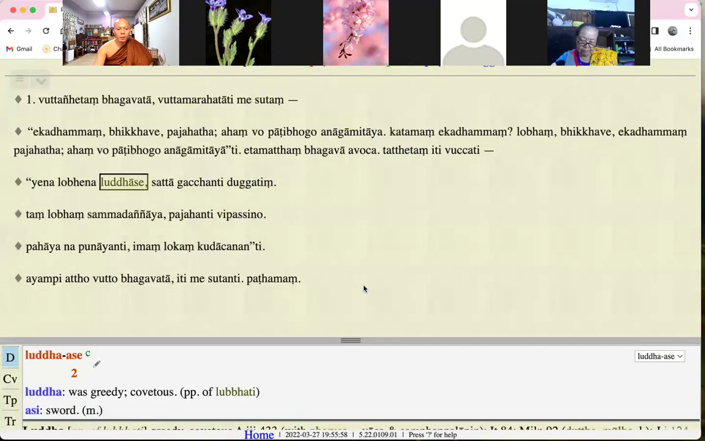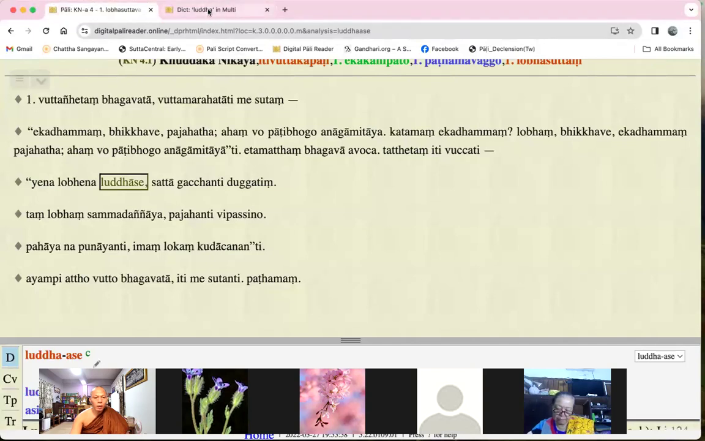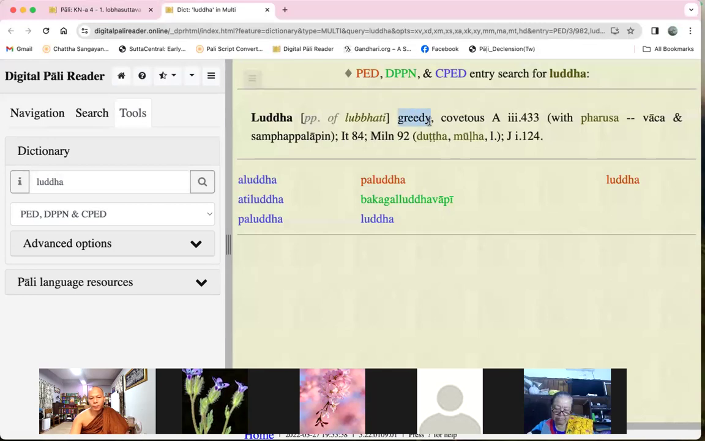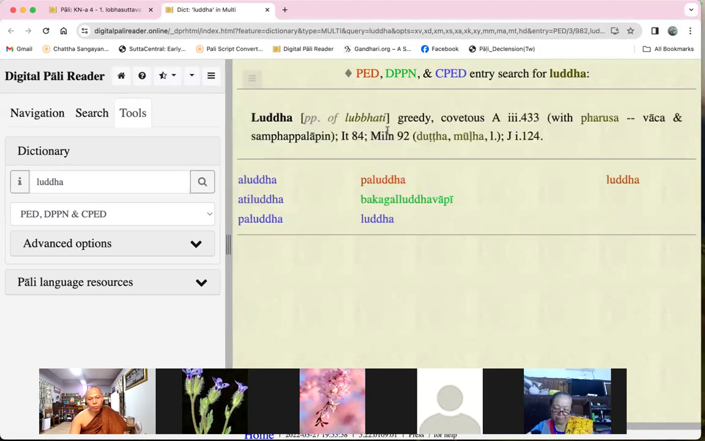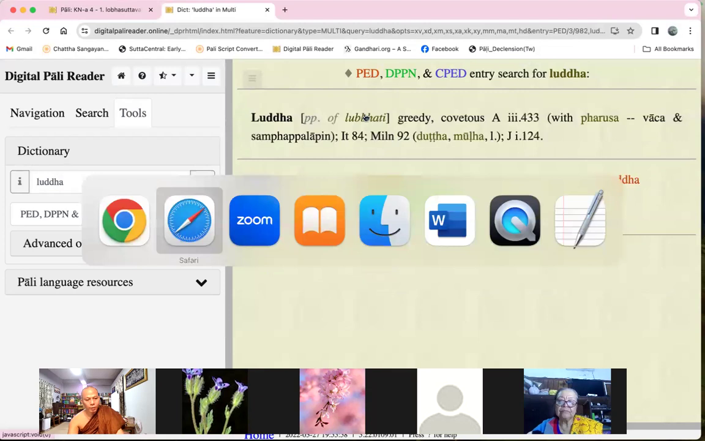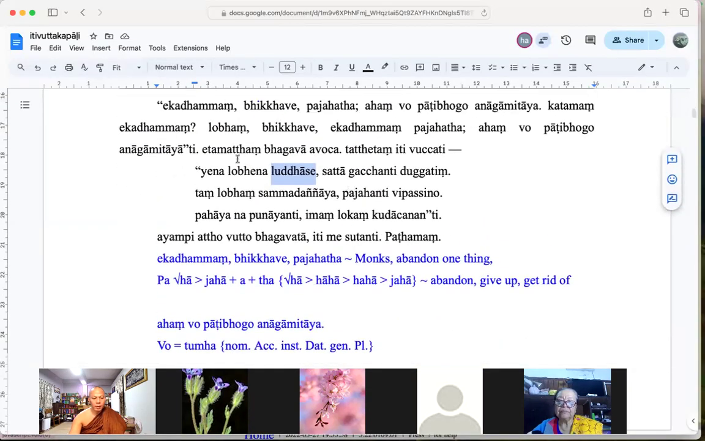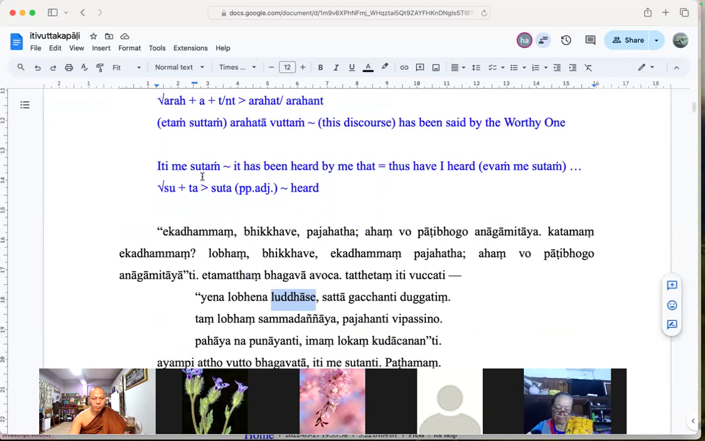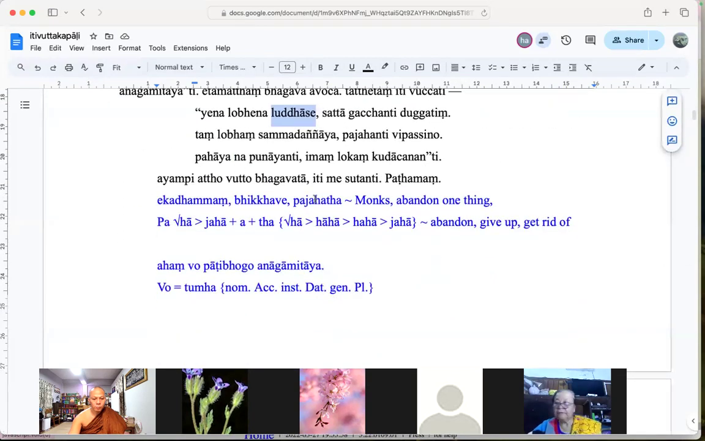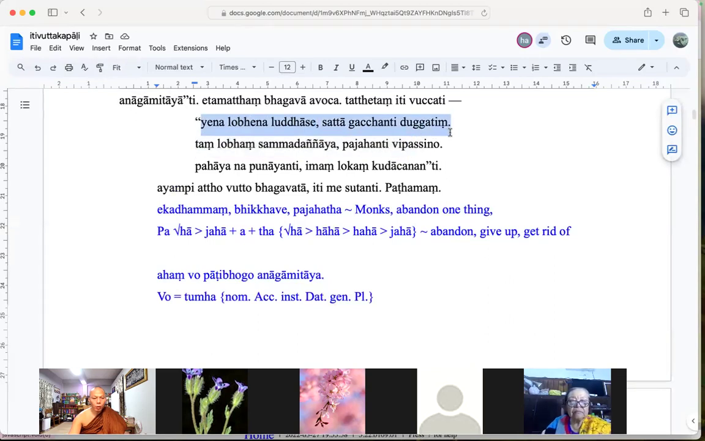That luddha is greedy. You see, luddha is from lubbhati, the past participle of lubbhati, luddha. Okay, so lubbhati or luddha. So the root is lubh, but later it becomes changed. Okay, so firstly we will analyze the yena lobhena luddhase. Okay, the whole stanza I will copy to the end.